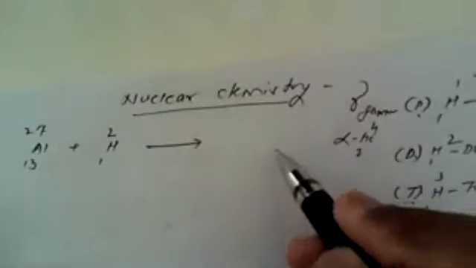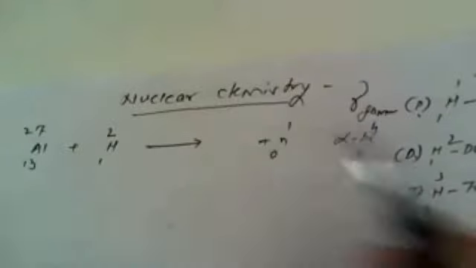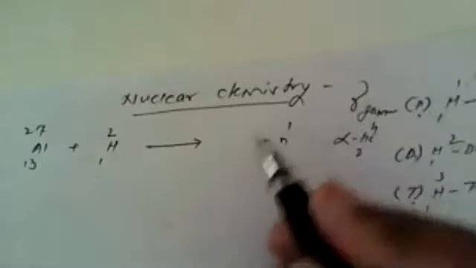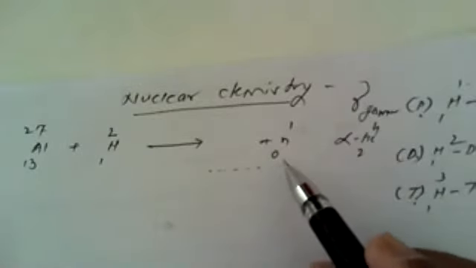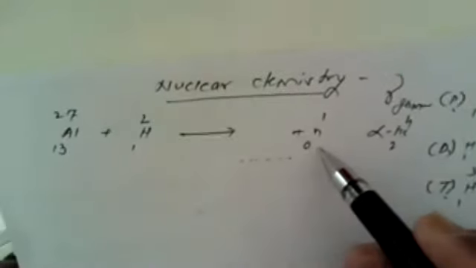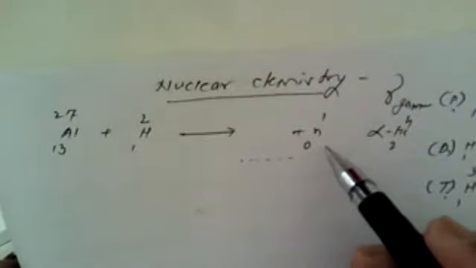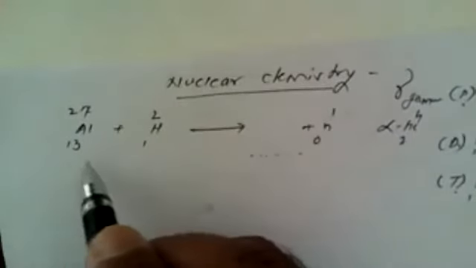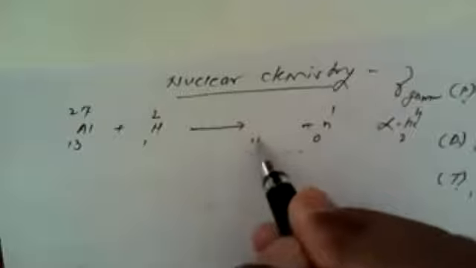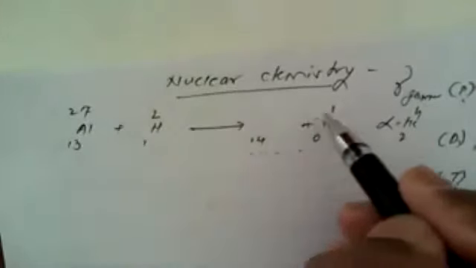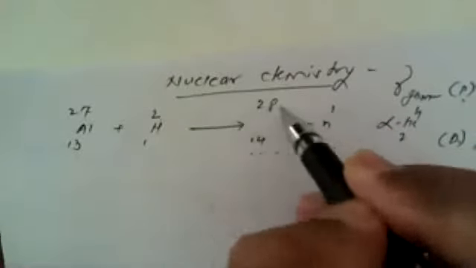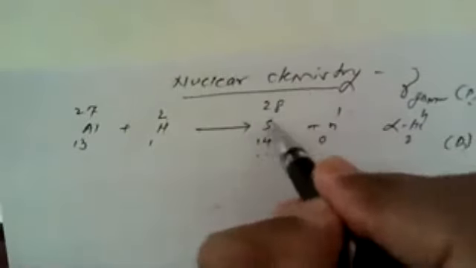Now here, in this course, if one neutron is ejected, I think you might remember, if we know the number of neutrons which are ejected, or the ejectile, if it is a neutron, the remaining product here: 13 plus 1 is 14, and 27 plus 2 is 29, minus 1 is 28. Atomic number 14 is of silicon.